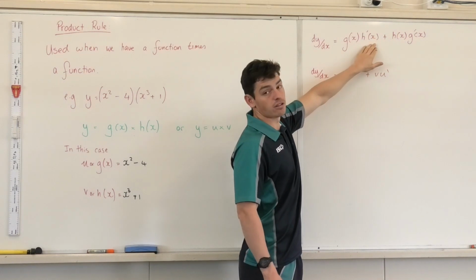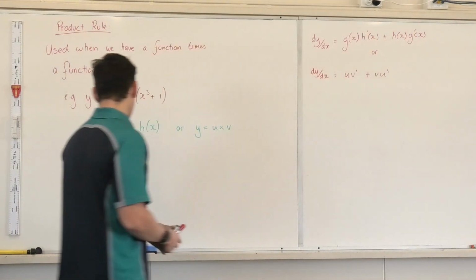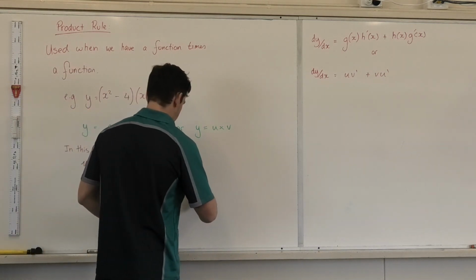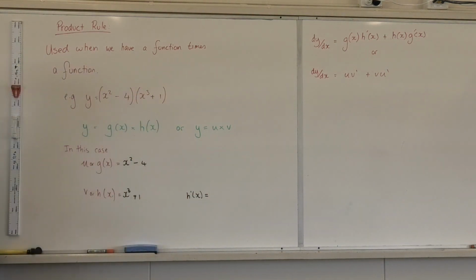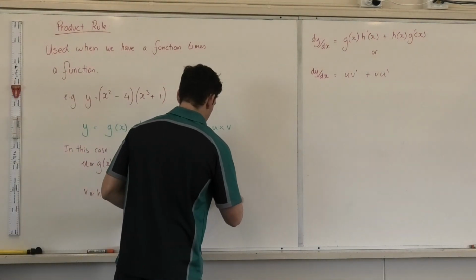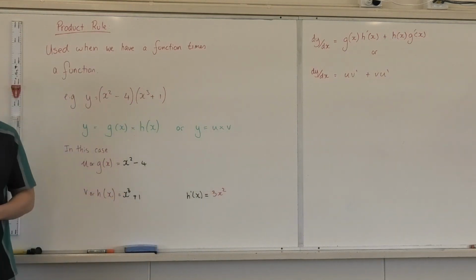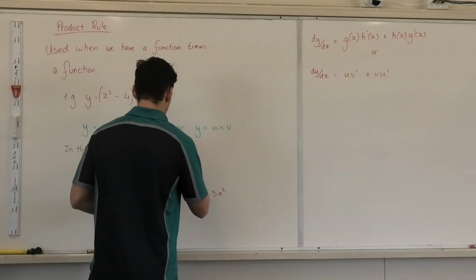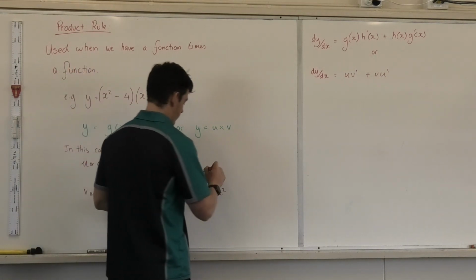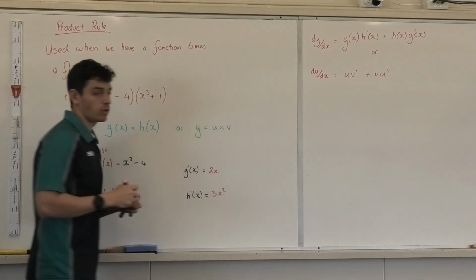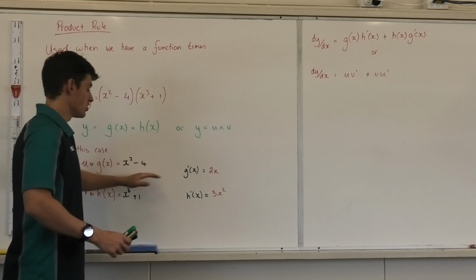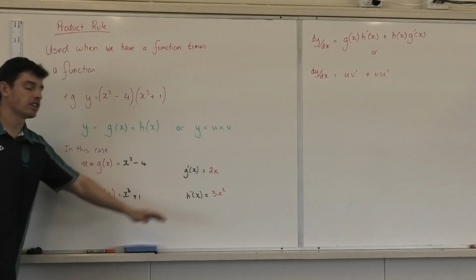So what do I have to do? I have to derive my h(x) function. Over here, I'm going to derive h dash x equals, what's h dash x equal? 3x squared. Now you'll never guess what else I have to do. Derive my g(x) function as well. So g dash x equals 2x. Cool. So I've got g(x), g dash x, h(x), and h dash x.